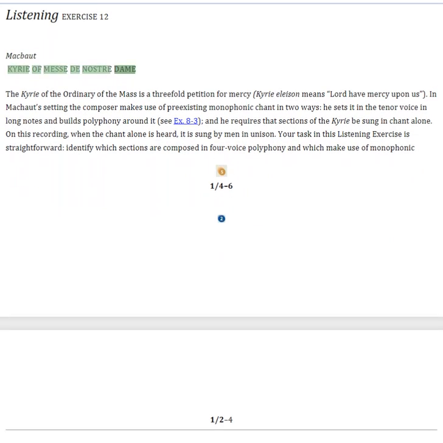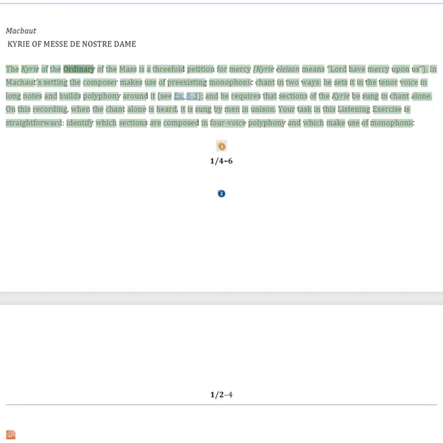Listening Exercise 12. Machaut, Kyrie of Messe de Notre Dame. The Kyrie of the Ordinary of the Mass is a threefold petition for mercy. In Machaut's setting, the composer makes use of pre-existing monophonic chant in two ways. He sets it in the tenor voice in long notes and builds polyphony around it, and he requires that sections of the Kyrie be sung in chant alone. On this recording, when the chant alone is heard, it is sung by men in unison.